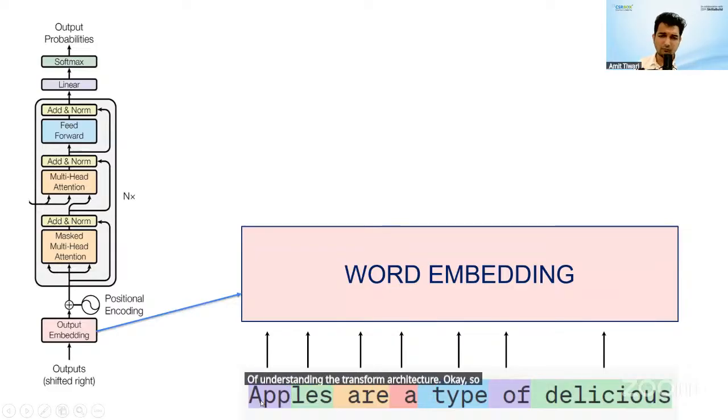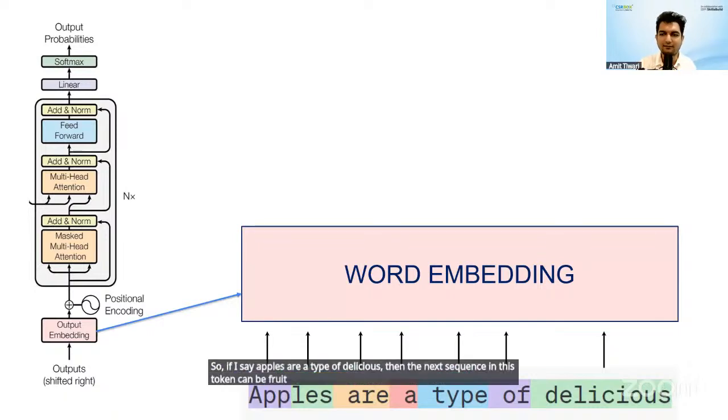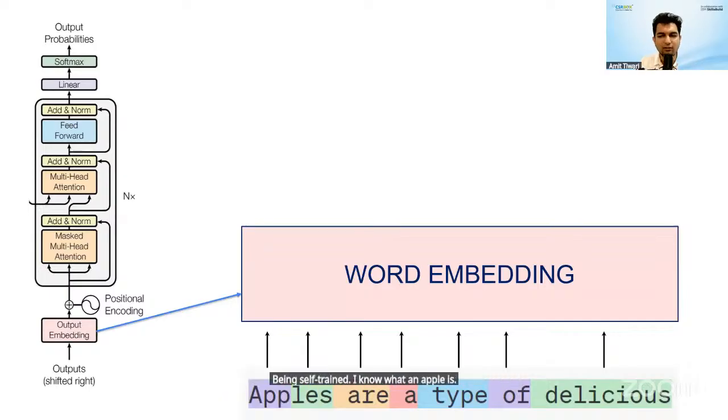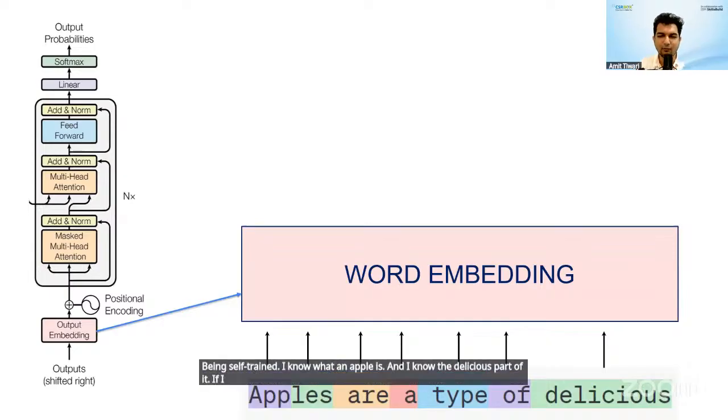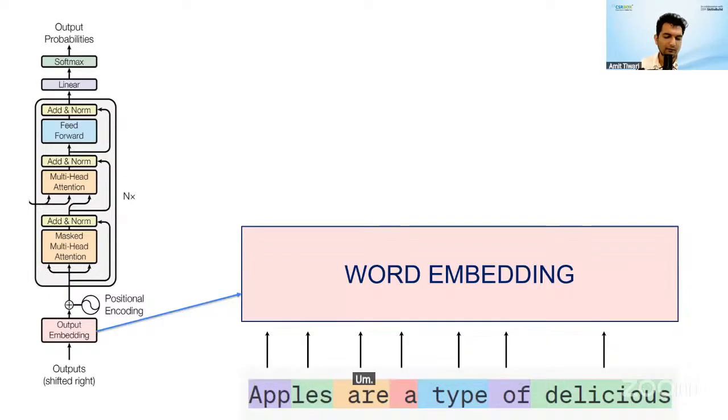So let's take an example. If I say apples are a type of delicious, what can be the next word or the next token in the sequence? The next token can be fruit, right? Which is how human beings are trained. I know what an apple is, and I know the delicious part of it. If I had said apples are a type of luxury, then my next word would have been laptop, right? Because Apple is also a type of laptop. Apples are a type of what? Machines. Laptops, right?